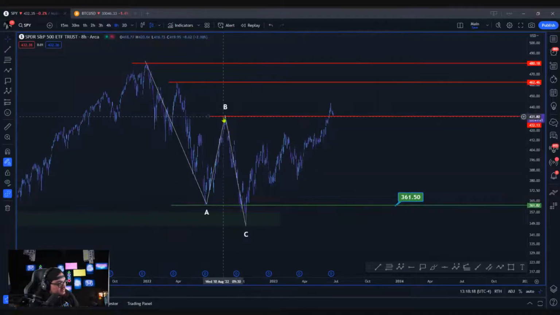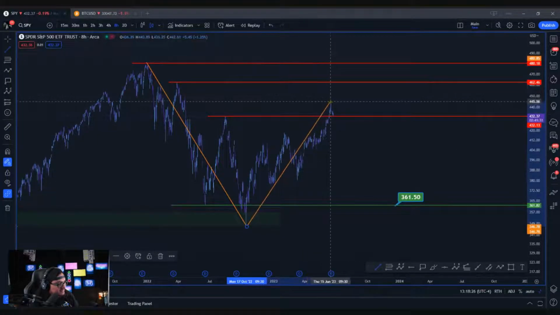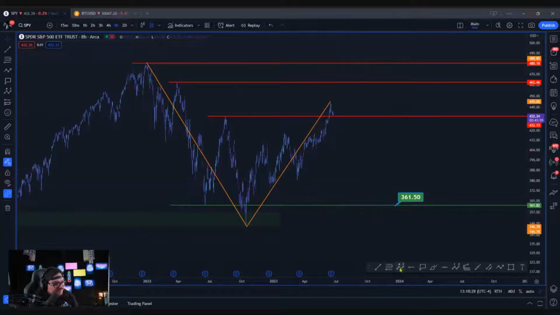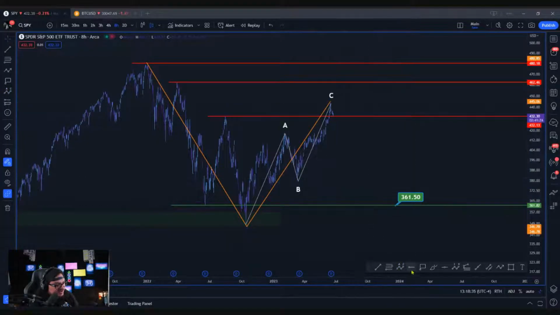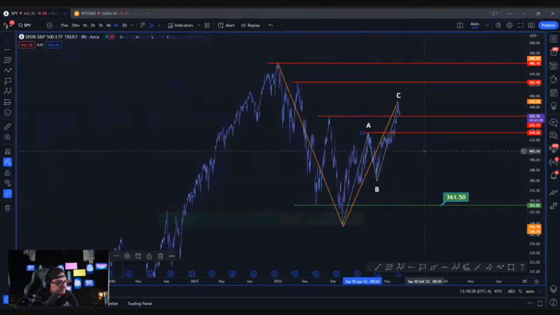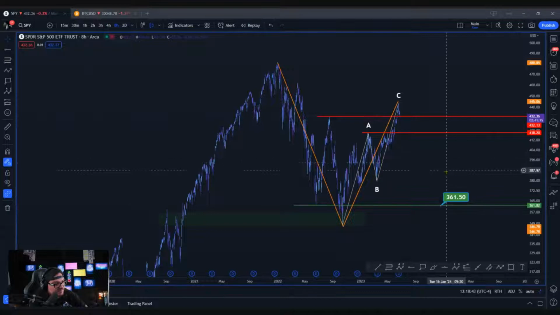The bearish option, the more medium-term bearish option, is that maybe this is the larger A. We're looking at this as a larger B. In order for us to confirm this larger B, I need to see price get back below the previous A of this structure, which is going to be around 418.20. Right? So let me just clear out some of these lines for you.